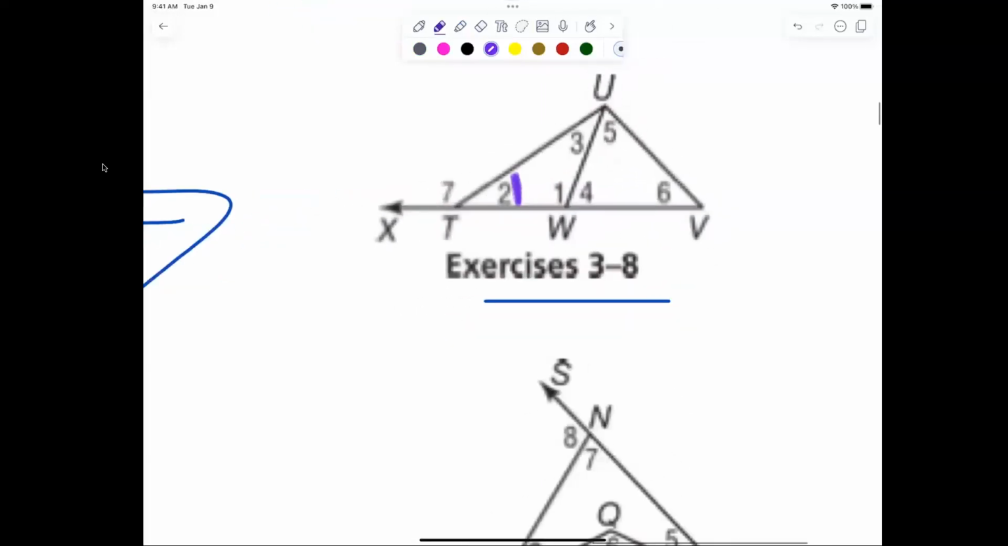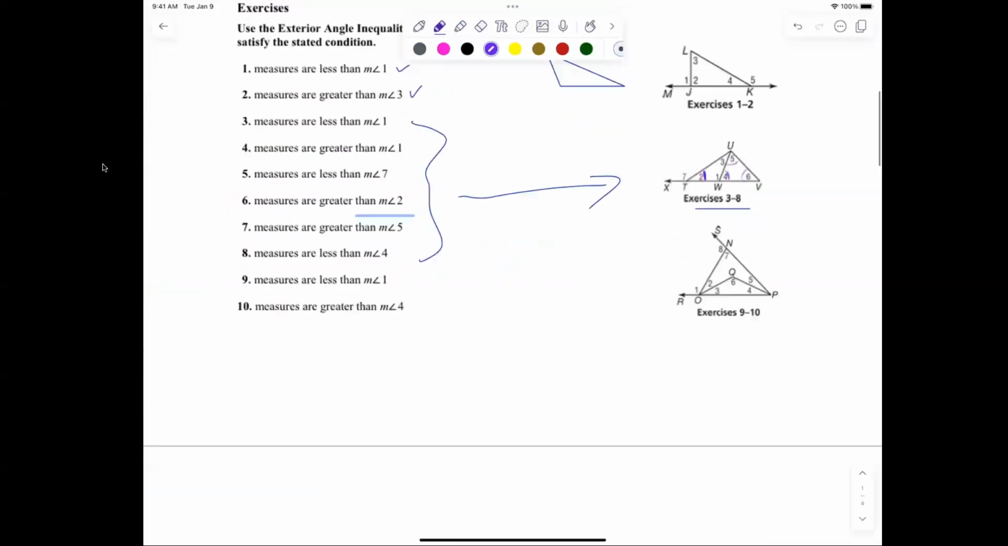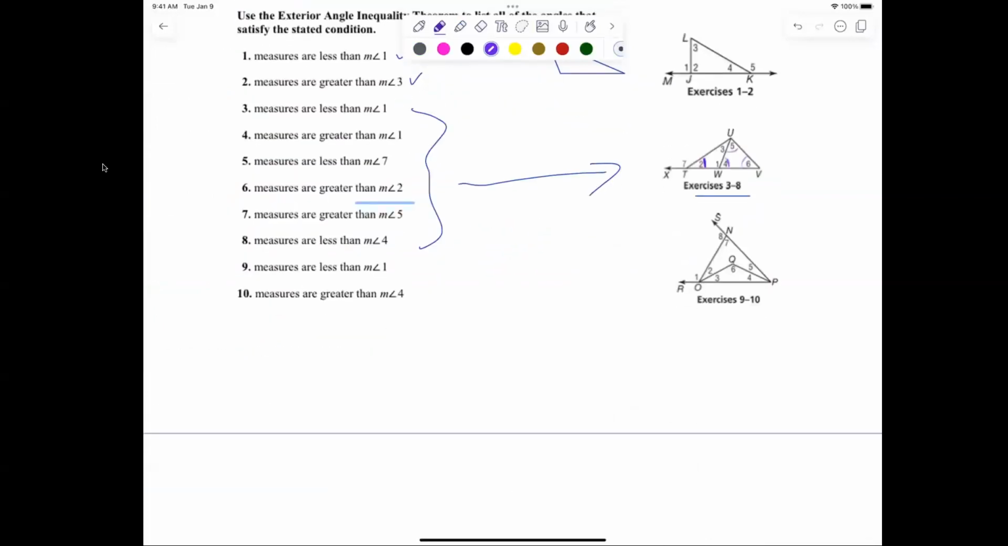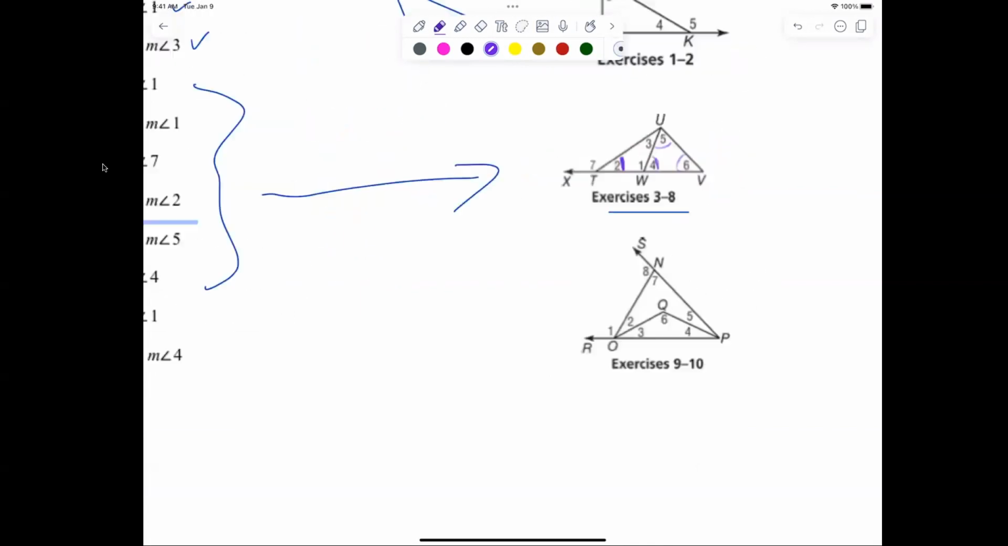Angle 4 is equal to 2 plus 3. Do we agree with that? Therefore, angle 4 must be greater than angle 2, or 2 must be less than angle 4. I believe that's the only thing I can say there. This interior angle has nothing to do with 5 or 6. Anybody have any questions with that? All right, what number are we on now? 7. Measures that are greater than angle 5.